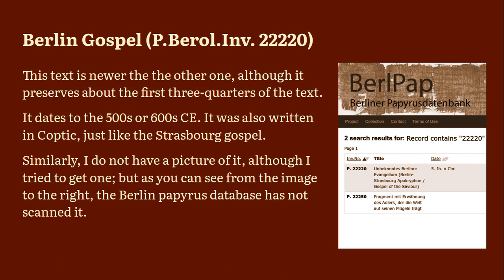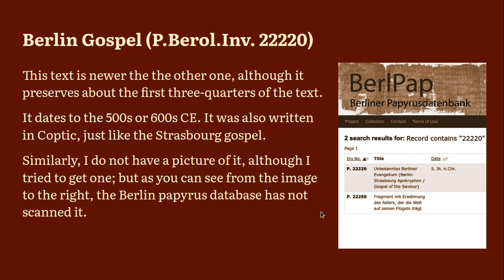I guess I have a typo. Newer than the other one is what I meant to write. But it does preserve about the first three-quarters of the text. So whereas the Strasbourg version has the final quarter, this version, the Berlin Gospel, has the first three-quarters, more or less. It's just an estimation. This particular manuscript dates to the 500s or to the 600s CE. It was also written in Coptic, just like the Strasbourg Gospel, and it is also very much fragmentary.